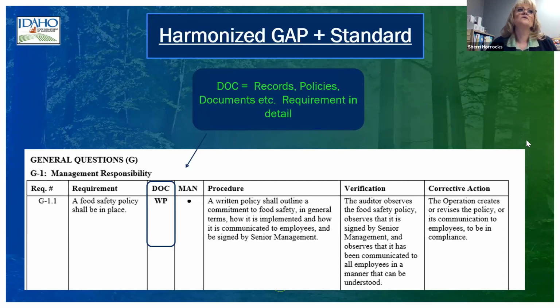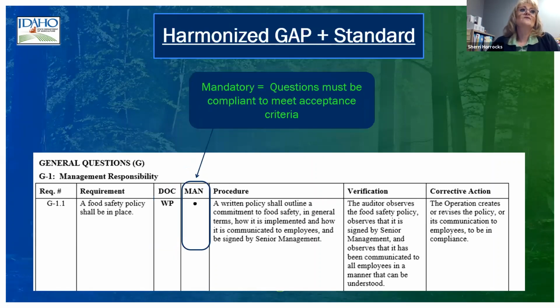The next one here is a mandatory. Now in the harmonized audit, in order for you to receive certification, all questions that are mandatory have to be in compliance, meaning you cannot have a corrective action needed in a question that is a mandatory requirement. If you do, the audit fails.